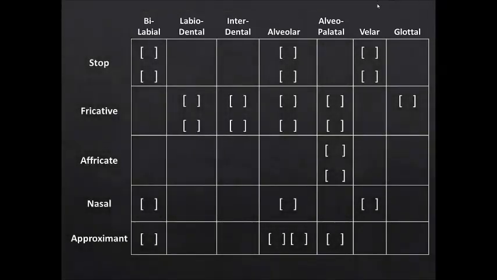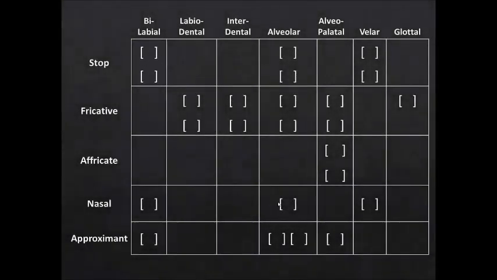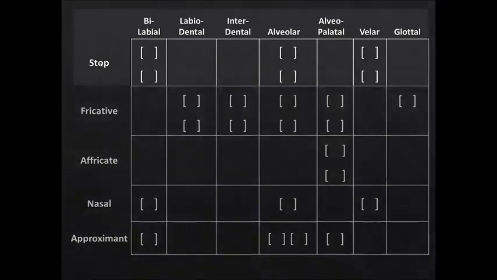In addition to place of articulation along the top and manner of articulation along the side, there's one more distinguishing characteristic. And I'm not going to name it yet, but it's the reason why there are two different brackets in many of these cells, not all of them. We'll get to that in a minute. So let's start with our stops.